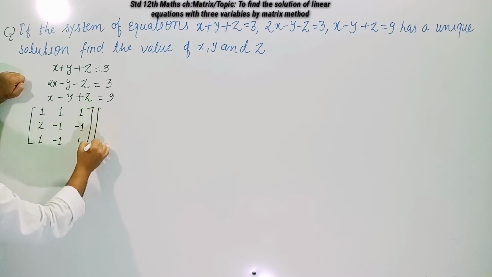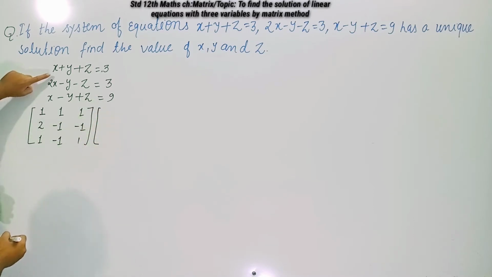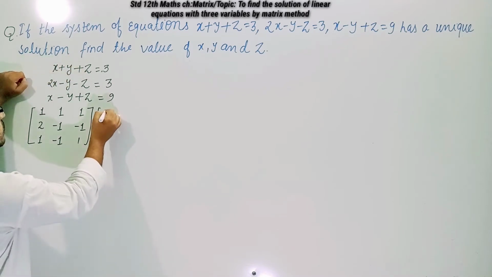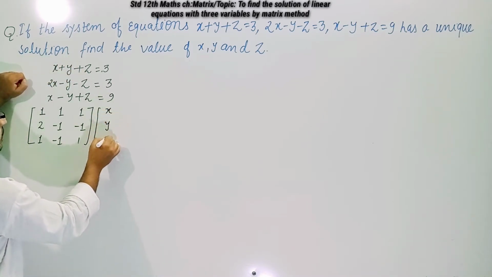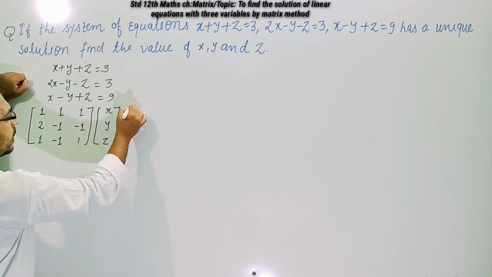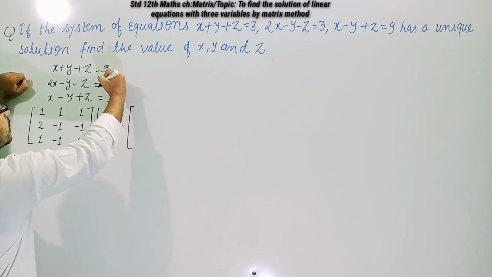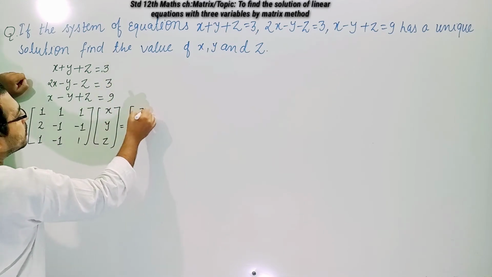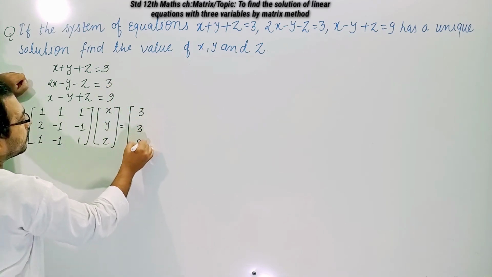And these coefficients are multiplied with x, y and z. So we will write x, y, z. This is the second matrix. These are equal to what? 3, 3 and 9.